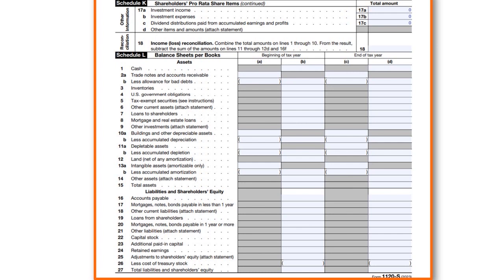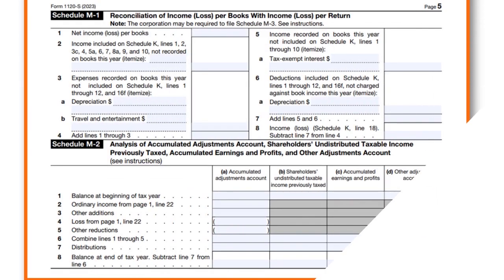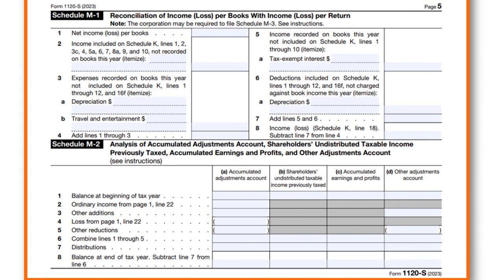So you have Schedule L here, balance sheet per books. We're talking about assets, liabilities, and owner's equity. Then I'm showing you Schedule M-1, reconciliation of income loss per books with income loss per return, and Schedule M-2, analysis of accumulated adjustments account, shareholders' undistributed taxable income previously taxed, accumulated earnings and profits, and other adjustment accounts. If you have to fill out Schedule M-1 or Schedule M-2, let us know in the comment section. If you have any questions, we'll certainly explain, or you can reach out to a tax attorney, a CPA, or an enrolled agent for help, or you can just use tax software to file this form too.